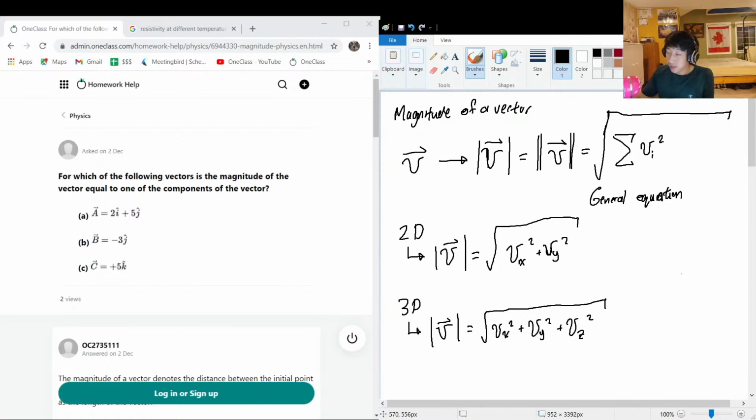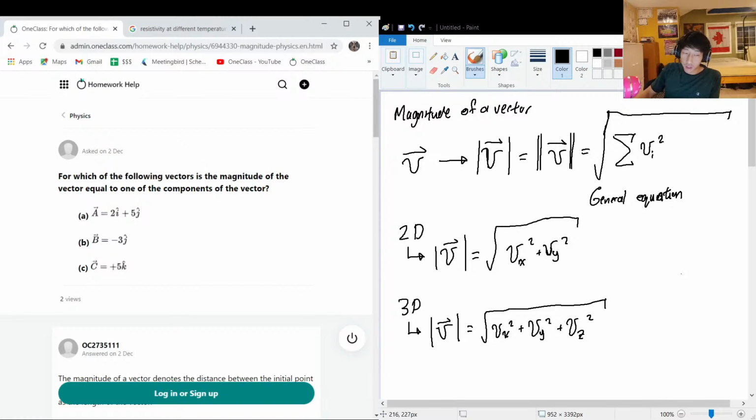On and on and on. Let's say you're deep into the string theory of physics and you're doing 11 dimensions. You would just have 11 squared terms under the root and you would add them up. Okay, so this is how you find the magnitude of a vector. Now it's saying which one of these has a magnitude that is equal to one of the components.